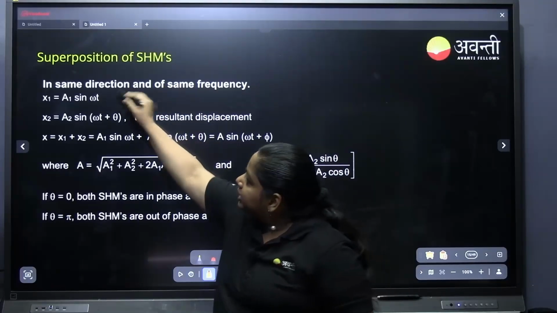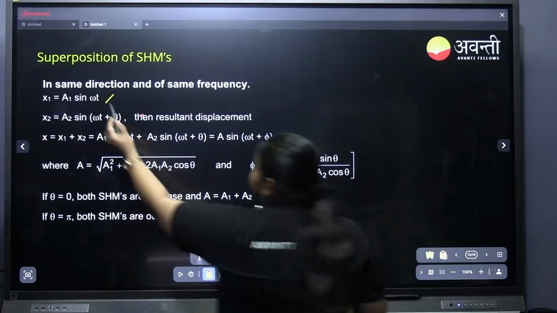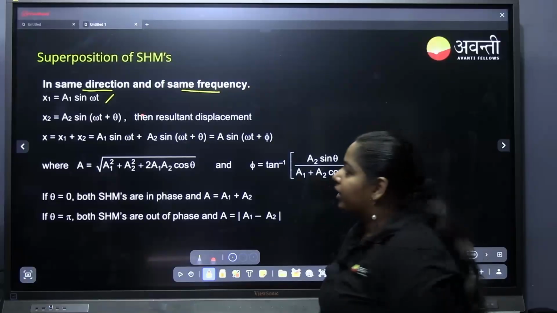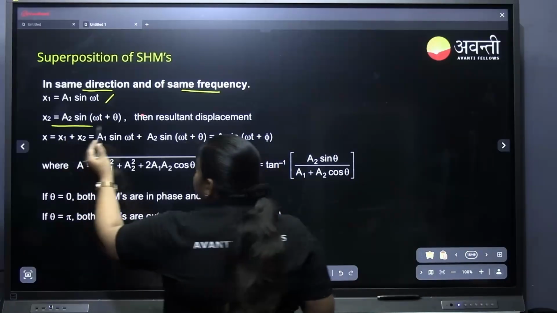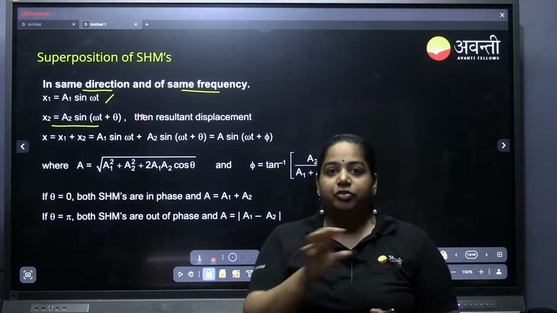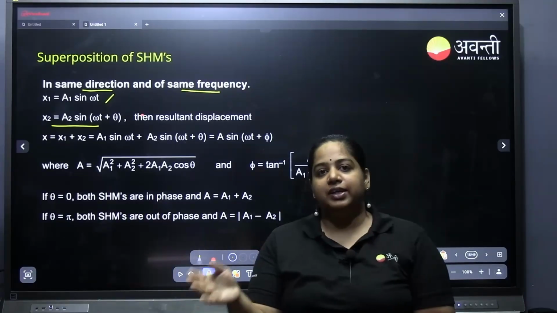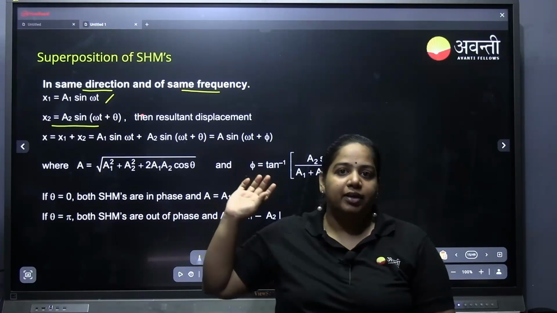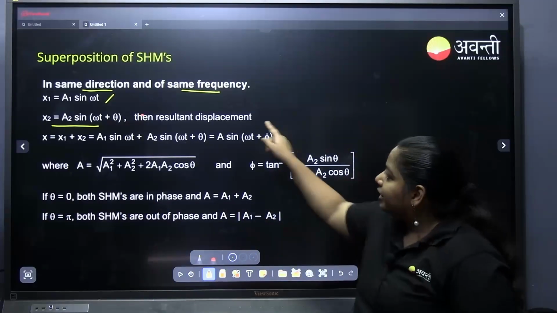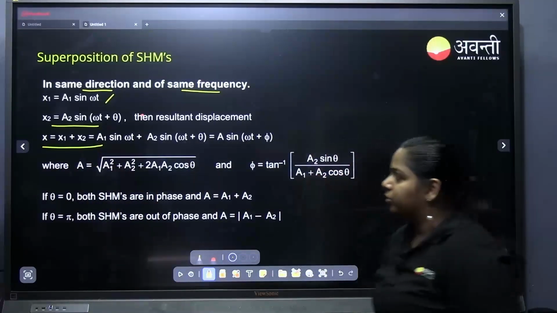So first oscillation we are taking x1 equal to a1 sin omega t. The case is both are in the same direction and having the same frequency. Second oscillation x2 equal to a2 sin(omega t plus theta). Theta is the phase of that one. When the oscillation started, it is having some phase, that is theta. First one is starting from mean position, so no phase.